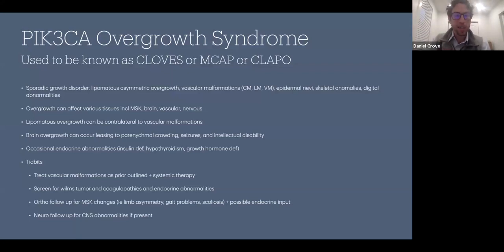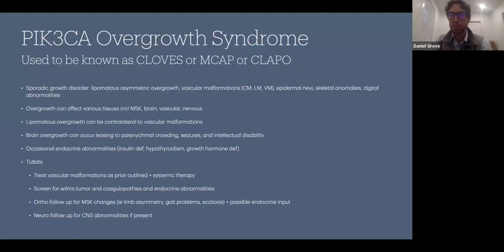So things to look out for. In these PIK3CA overgrowth patients, you'll have lipomatous overgrowth, you'll have presence of vascular malformation, you'll have some epidermal changes like epidermal nevi, they'll have skeletal changes like leg length discrepancy as well as scoliosis. And the overgrowth can also affect tissues you wouldn't normally think of, like brain parenchyma, that can lead to parenchymal crowding, seizures, and intellectual disability. Patients also often have endocrine abnormalities, so we usually do lab workup for these patients, checking their thyroid function.